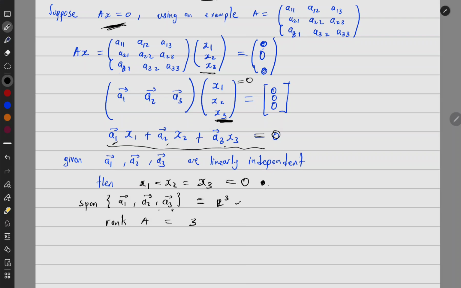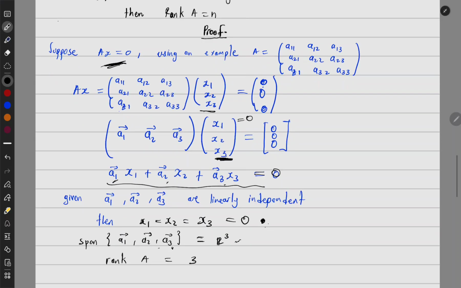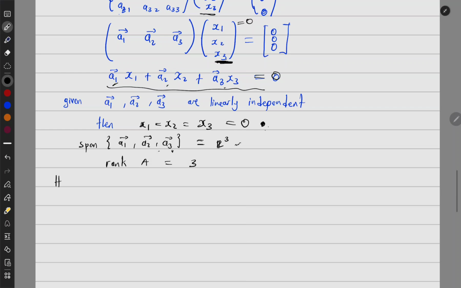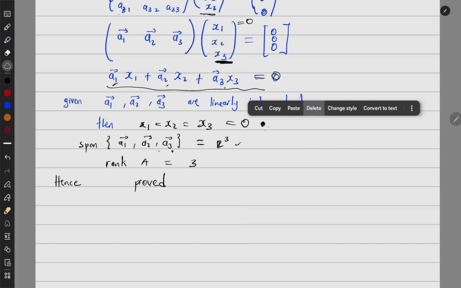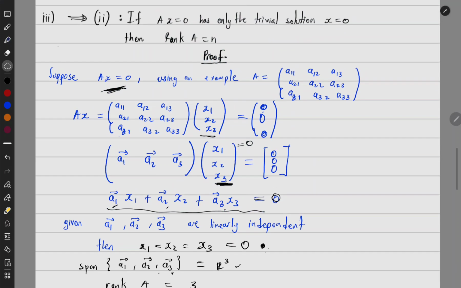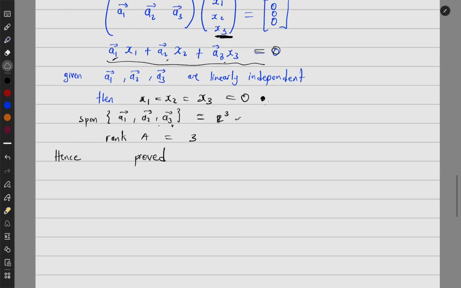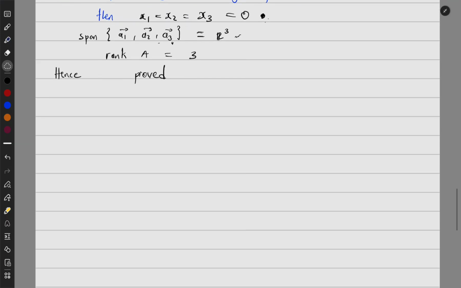So this is sufficient for you to conclude that whenever AX equals 0 has only the trivial solution, then the rank of A is equal to n, where A is in R n by n. Hence proved. So we proceed. Roman numeral, we can also try to show this.